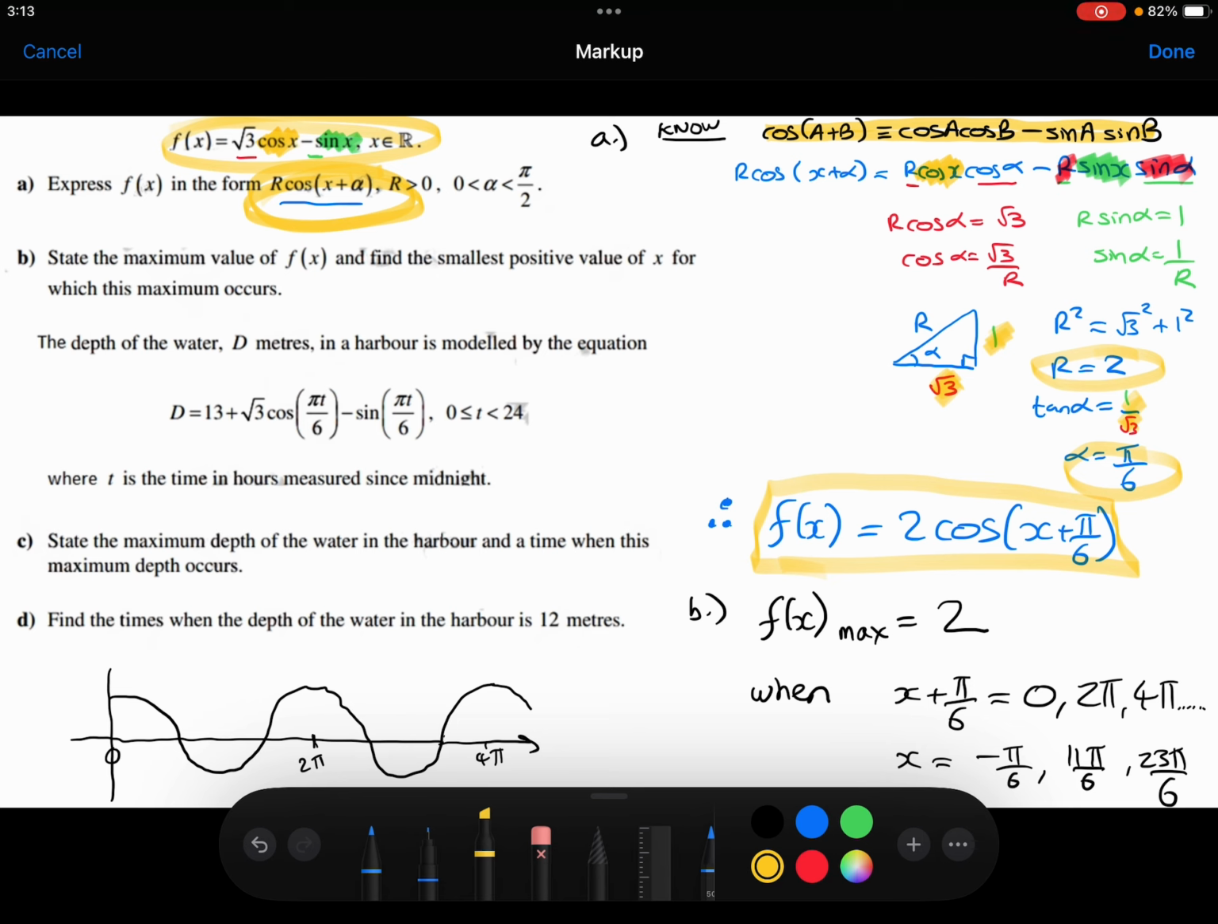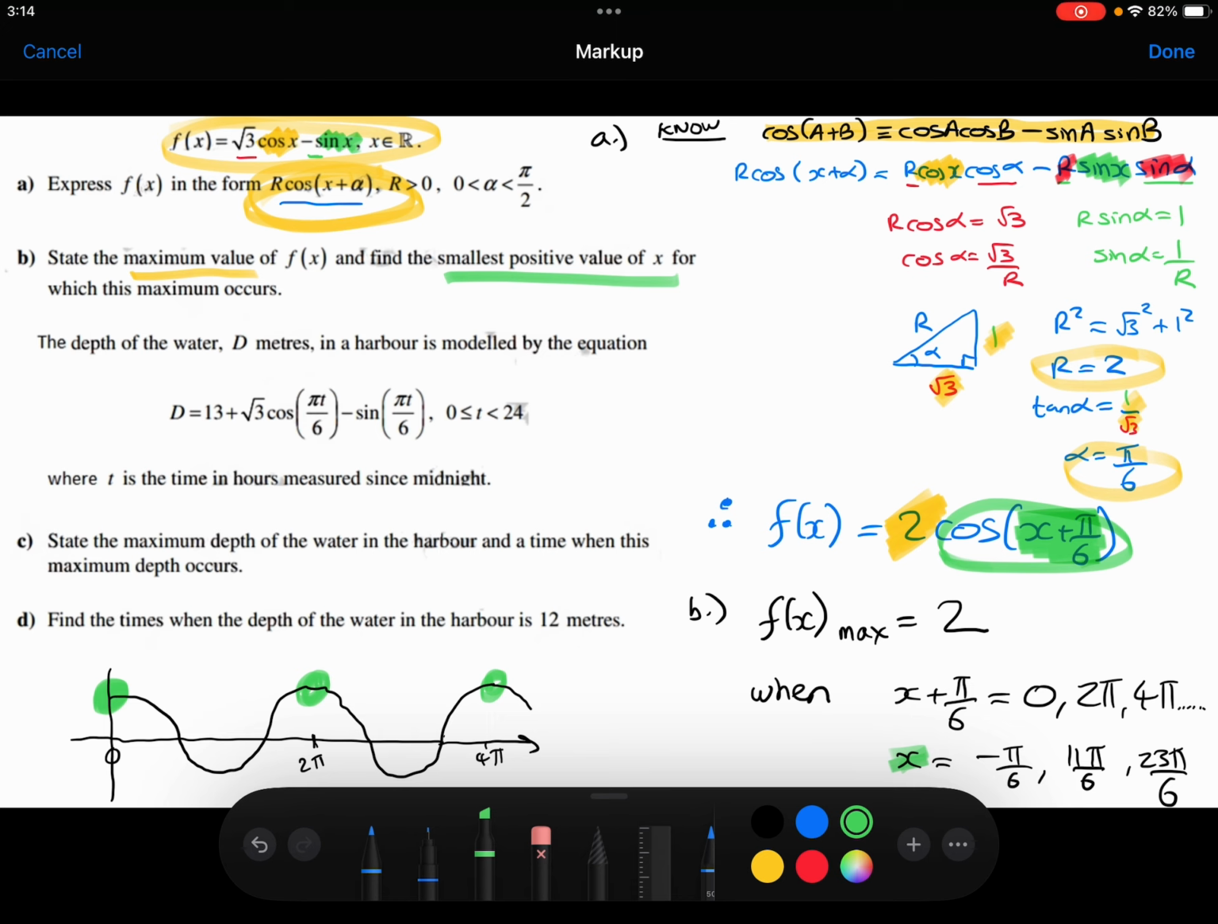Now I know that the maximum of cos appears at either 0, or 2 pi, or 4 pi, or 6 pi, and so on. So that would mean that x plus pi over 6 will need to equal either 0, or 2 pi, or 4 pi, and so on. Therefore, I'll subtract pi over 6 from each of those to work out just what the x is.